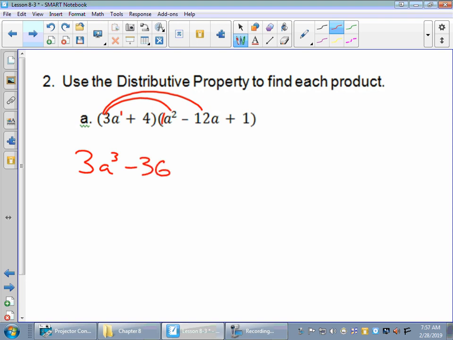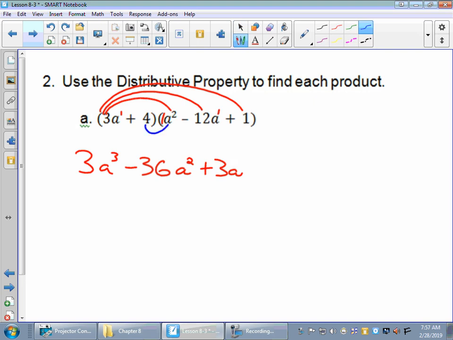And what's going to happen with those a's? You've got an a to the first and an a to the first, which makes a squared. And finally, the 3a times the last term in the second grouping gives us 3a times 1. We know anything times 1 is the anything, so it's 3a. Okay? Now we're going to have to do the 4 times everything, and then we'll combine.